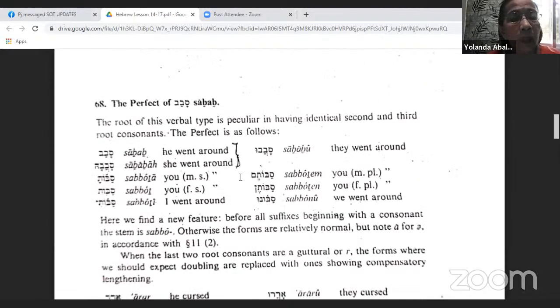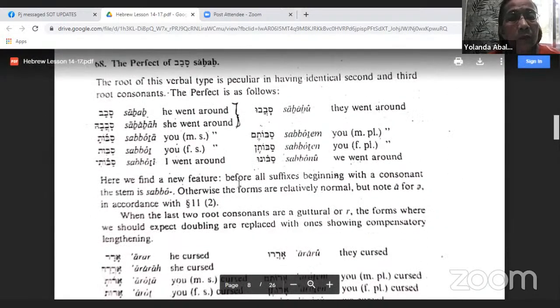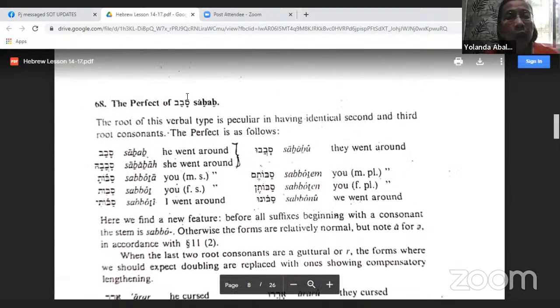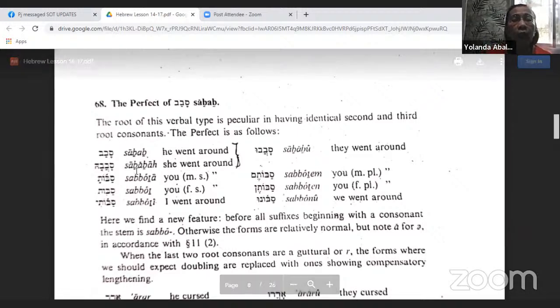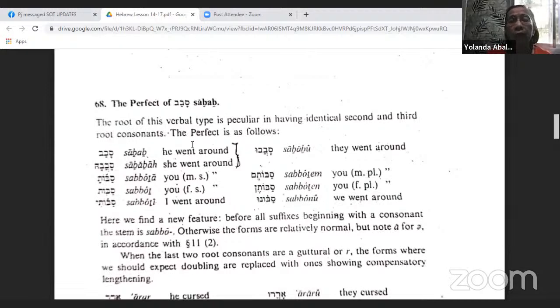Lesson 15 na tayo. Okay. The root of this verbal type, perfect pa rin tayo, meaning past tense, is peculiar in having identical second and the third root consonants. The perfect verb, they are as follows. Subab, he went around. Yeah. Or he surrounded.